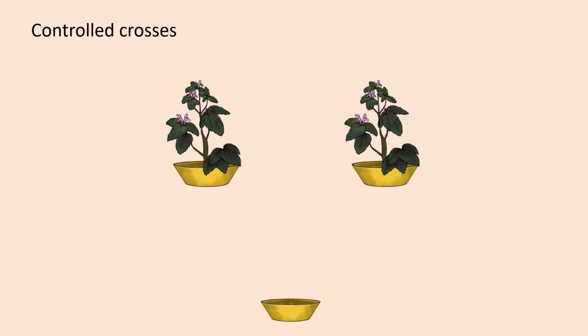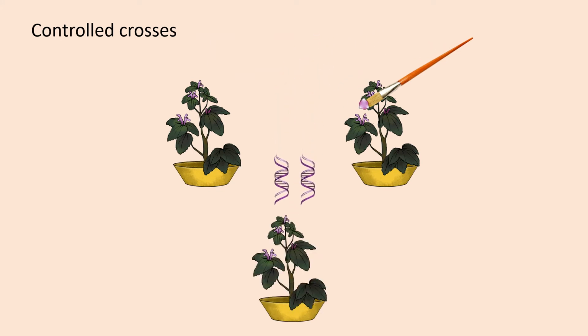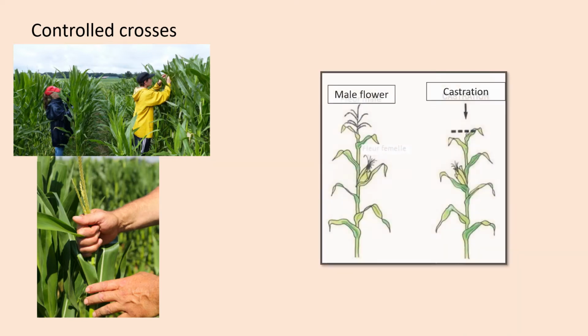Controlled crosses are simply crosses in which both parents, the pollen donor and the pollen receiver, are known. They can be done manually, taking the pollen of one plant and depositing it on the pistil of another one. Or in the case of wind-pollinated crops, they can be done by simply castrating the pollen receiver plant so that it doesn't self-pollinate, and then letting the wind pollinate it with pollen from another donor line.